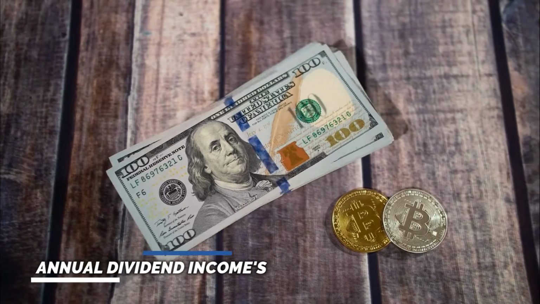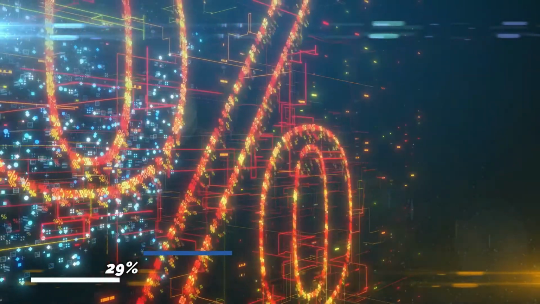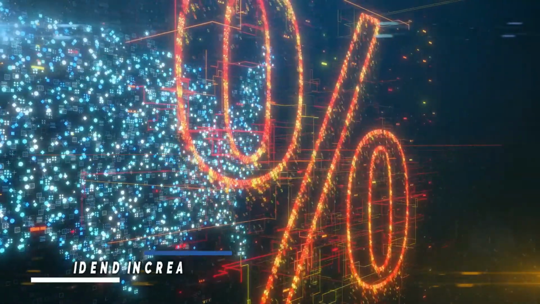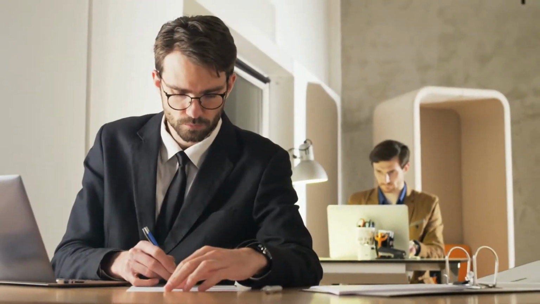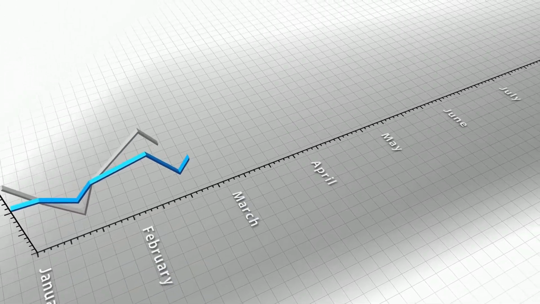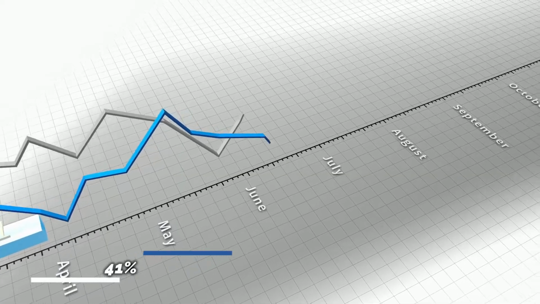This annual dividend income's composition changes along with how it was obtained. The majority of our dividend income in the previous case comes from dividend hikes. However, in this case, only around 29% of the total yearly dividend income is attributed to dividend increases. The percentage of dividend revenue received via reinvestment has increased to roughly 30%, and our contributions now make up the majority of the yearly dividend income at about 41%.